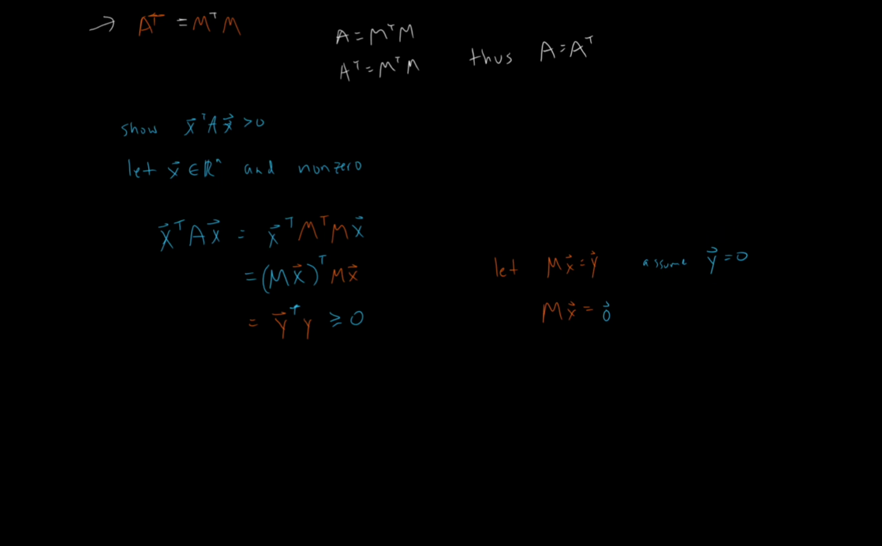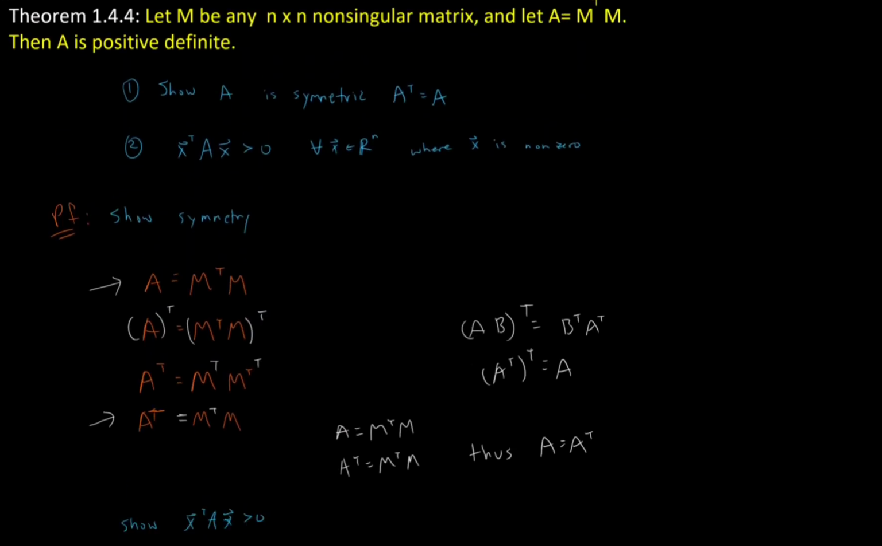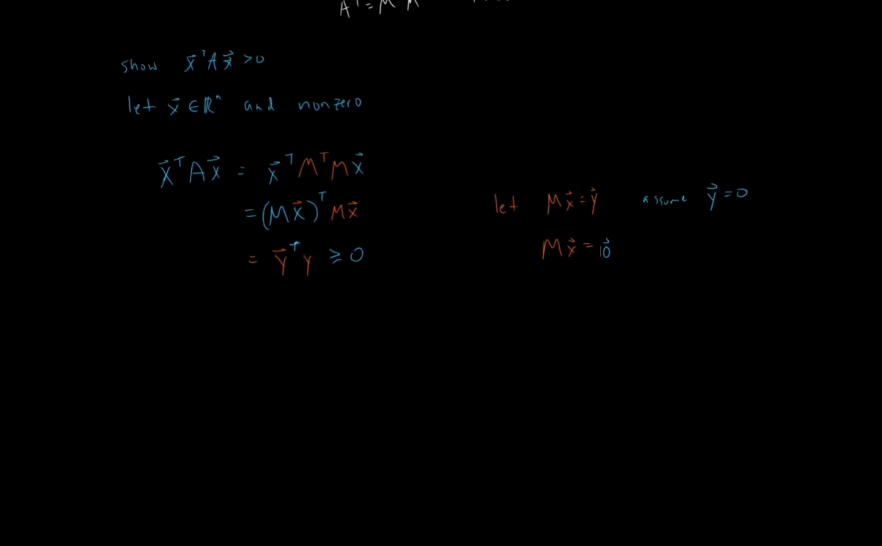But now we have to remember something that they told us earlier. They told us that M is non-singular. By definition, if M is non-singular, that means that the only way to make this expression equal 0 is if X is equal to 0. Because if you are non-singular, that means that the only way the product can equal the 0 vector is if the X vector here is the 0 vector as well.